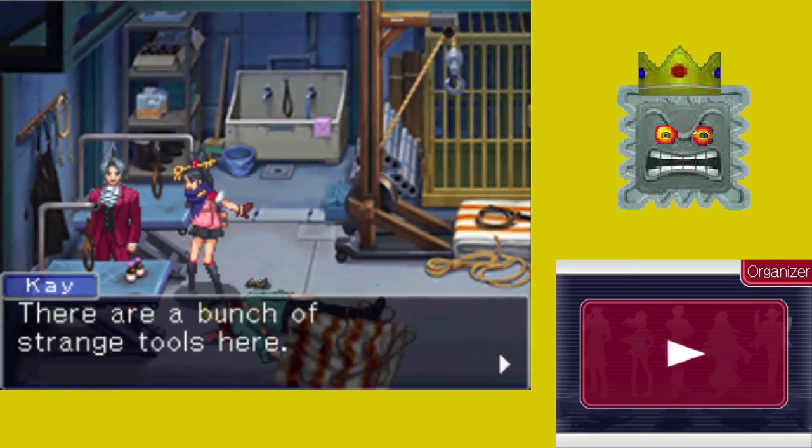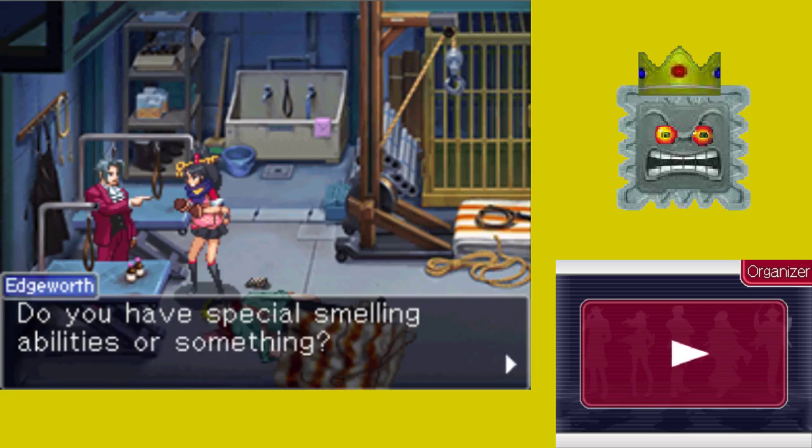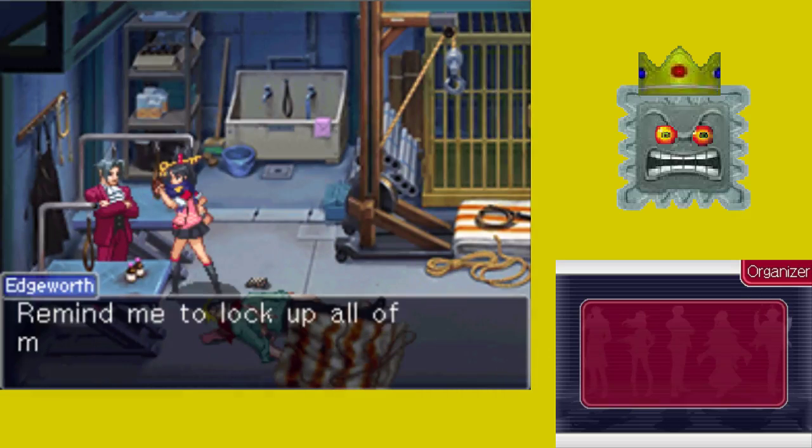There are a bunch of strange tools here. I don't see anything out of place. I'm kind of picking up the scent of animals. Do you have special smelling abilities or something? No, it's just a feeling. I can smell the scent of treasure. Remind me to lock up all my valuables in a safe.